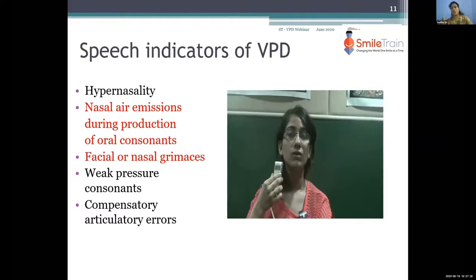When we are producing oral consonants, for example, let me take the sound papa. Papa is a sound where no air escapes through the nose. It's all through the mouth. But if I produce this papa with a nasal air emission, it's going to sound as though the air is escaping through the nasal cavity. That is what is called nasal air emission. Those are sounds produced along with nasal air emission. Now, nasal air emission can exist with or without hypernasality.